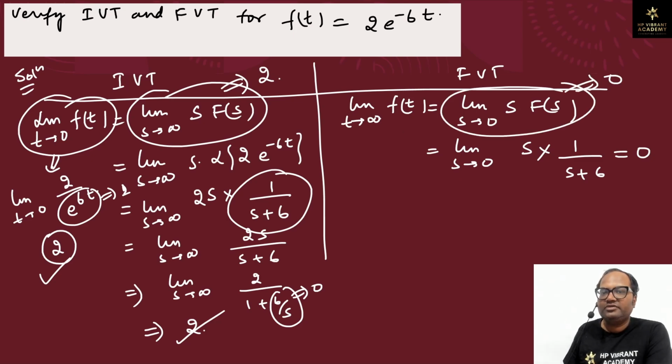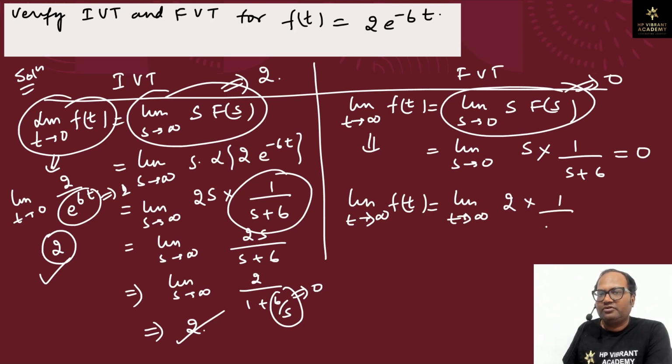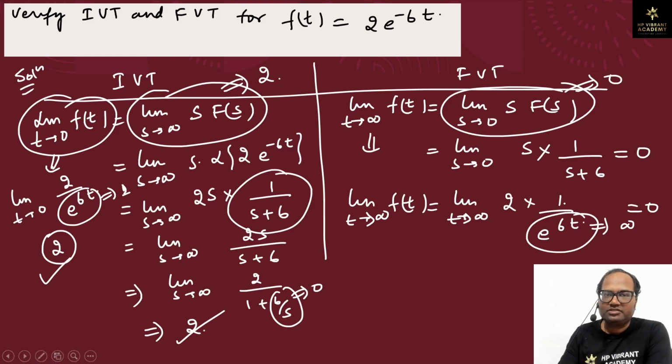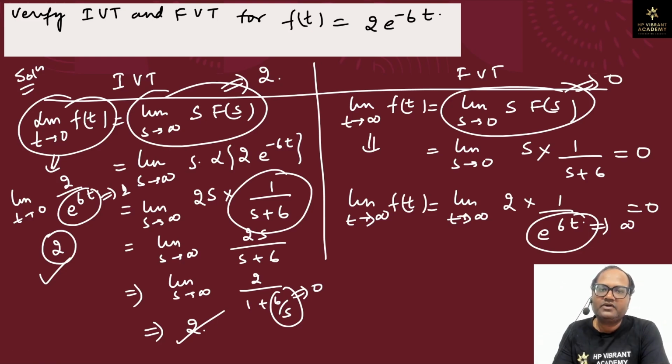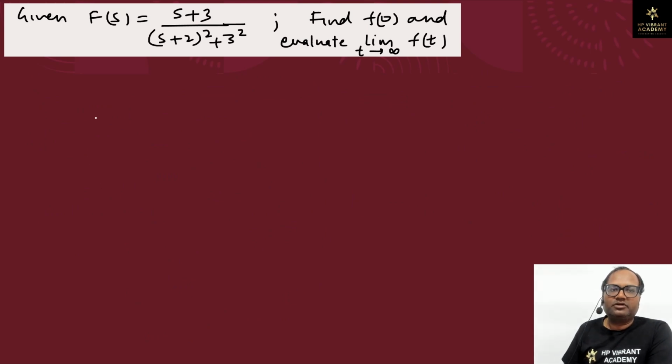Now let us verify limit t tends to infinity f of t. So limit t tends to infinity f of t is equal to limit t tends to infinity 2 times 1 upon e to the power 6t. So t tends to infinity, the value of this will be infinity. So 1 upon infinity is 0. So LHS is equal to RHS. Hence we have verified the initial value theorem and final value theorem. And let us solve this one. Find f(0) and evaluate limit t tends to infinity f of t.